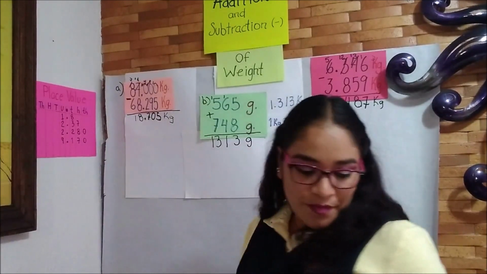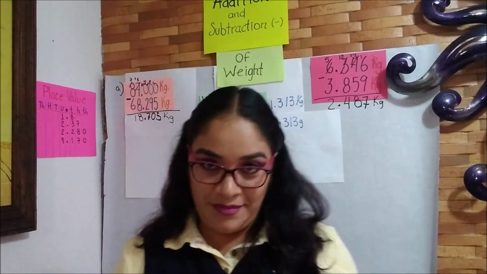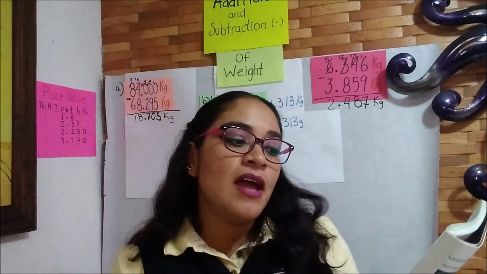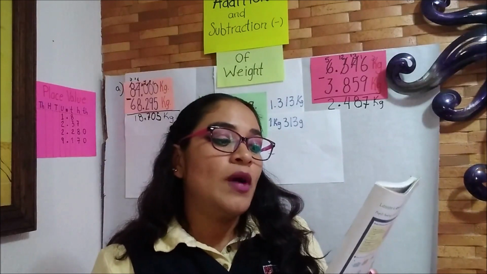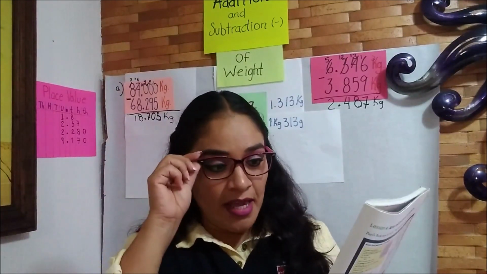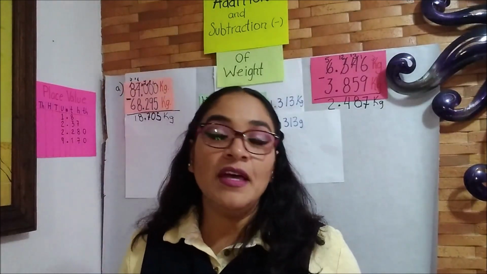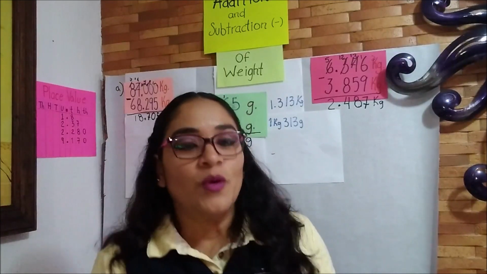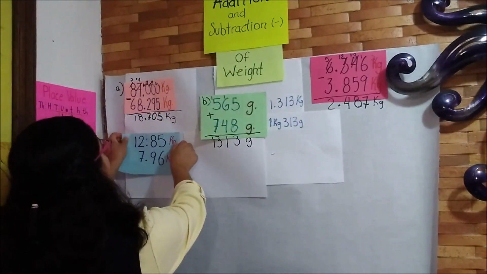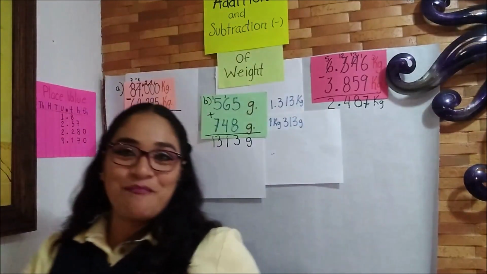Okay, well, we're now on problem D. Let's read together. A van is carrying 2 boxes weighing 12.85 kilograms and 7.96 kilograms. What is the total weight of the 2 boxes? Do you remember the keywords? Well, we found a new one. Well, it's not that new one, it's the same.